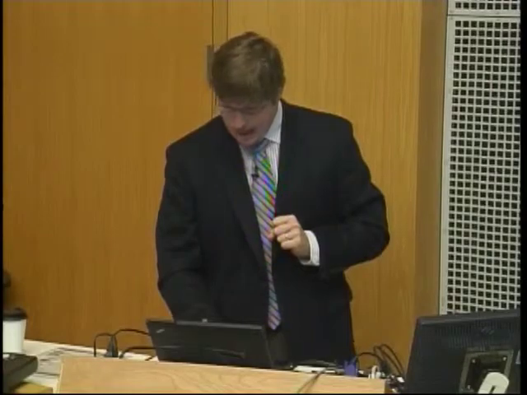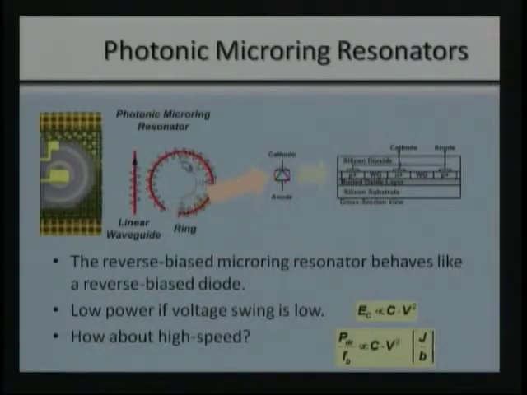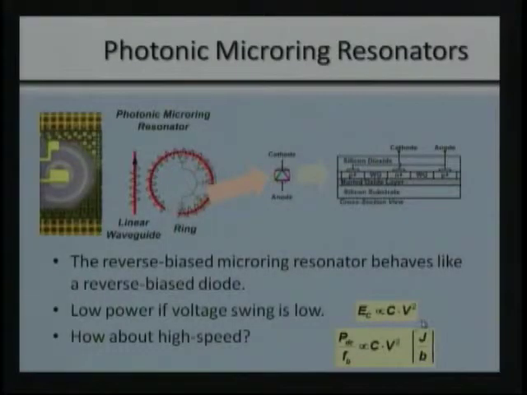The reason that this is low power is that this is basically forming a bunch of reverse bias diodes around the ring. So we have a very simple circuit model for what this ring looks like to an electrical designer. It's a reverse bias diode. And a reverse bias diode can basically be modeled as a capacitor, right? A voltage-dependent capacitor. So these are low power because the energy is going with CV squared. I want a low voltage swing, I want a low capacitance, and then I have a very low energy that's required to modulate this ring.